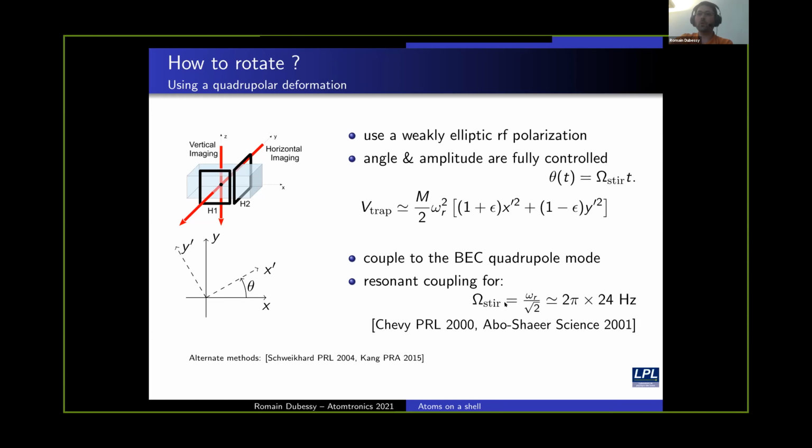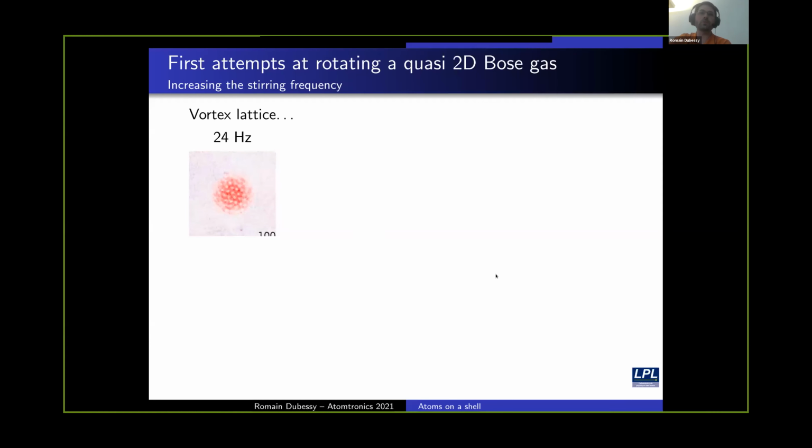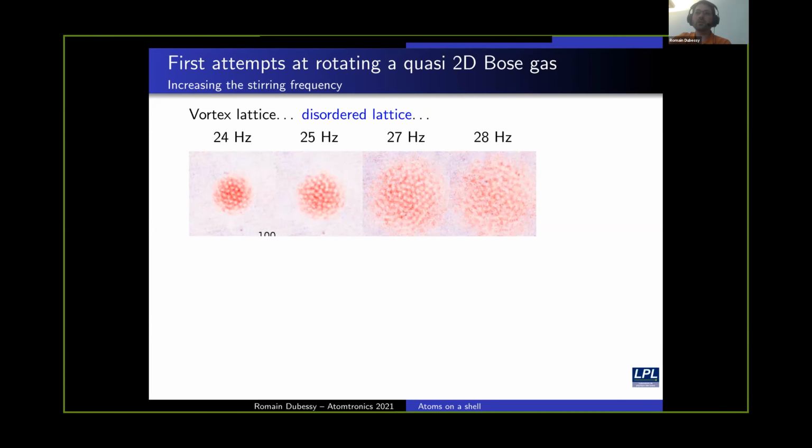And we know that for our system, we will have a resonant coupling at about 24 Hertz of rotation that should enable us to nucleate vortices. So when we do the experiment, we indeed see that we create a vortex lattice when we rotate at this frequency, and we can try to rotate faster. We see that we increase the number of vortices, and then things get a little bit more complicated as we see that the system expands.